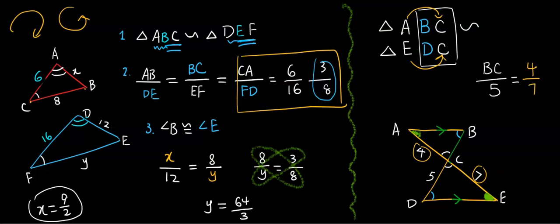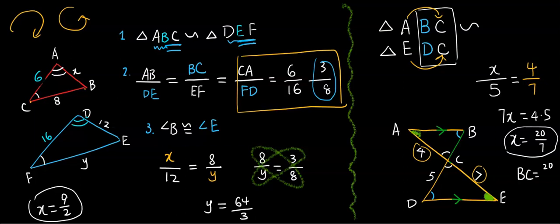Now we can find the length of BC. You can keep BC here. If you don't like to write BC, you can say we don't know the length, so it's going to be called X. All right, so cross multiplication, 7 times X is 4 times 5. Divided by 7 on each side, X is 20 over 7. Earlier we set BC as X, so now we can say BC is 20 over 7.